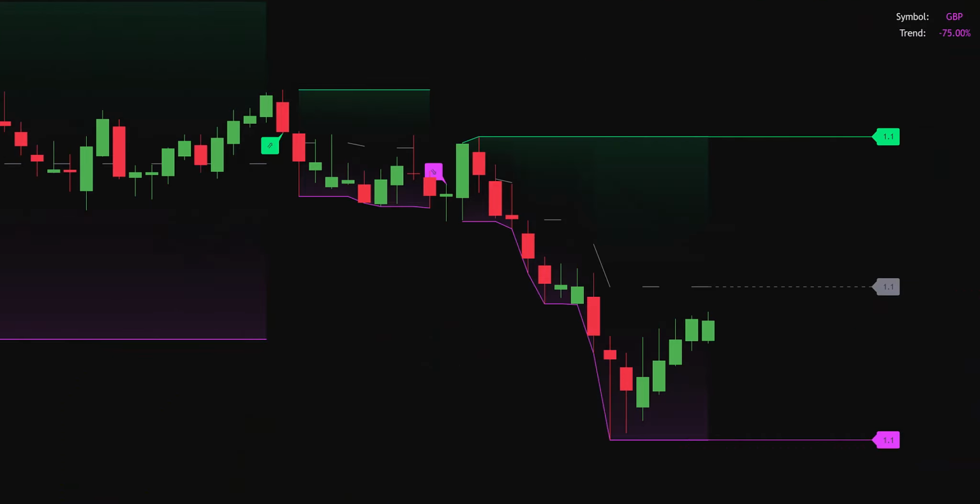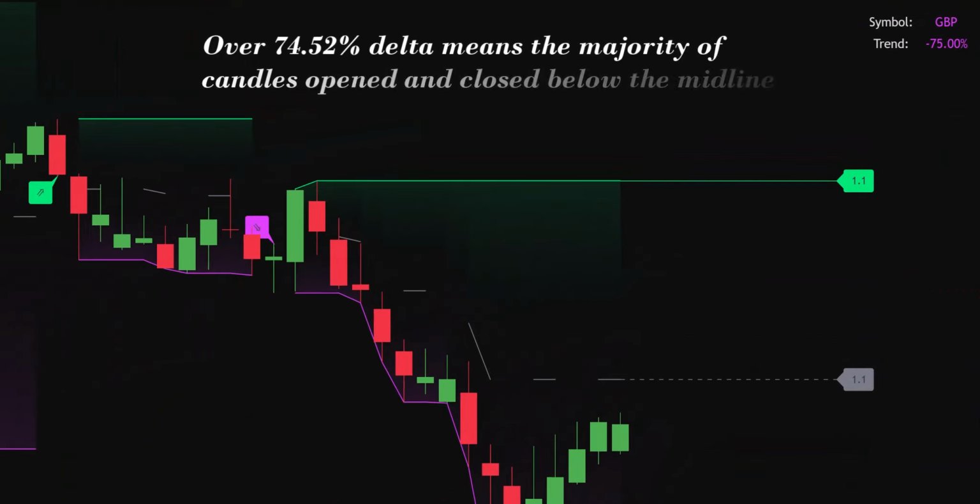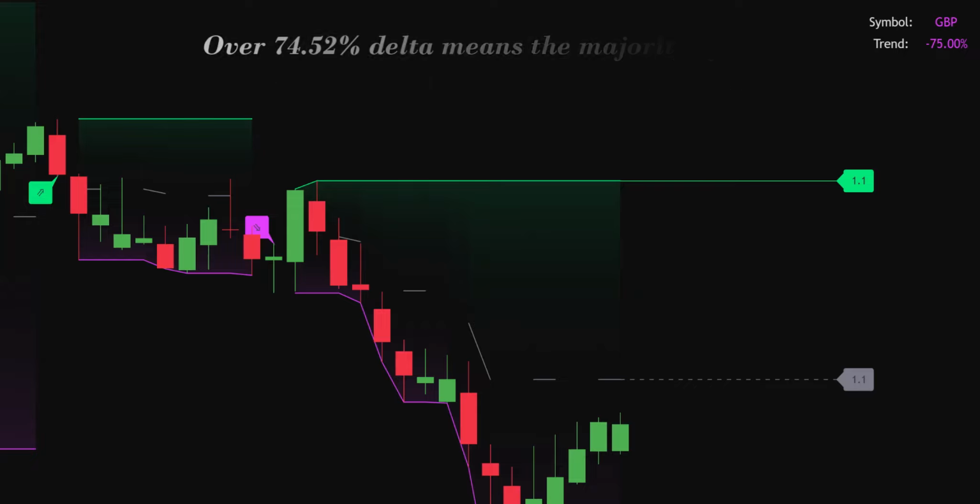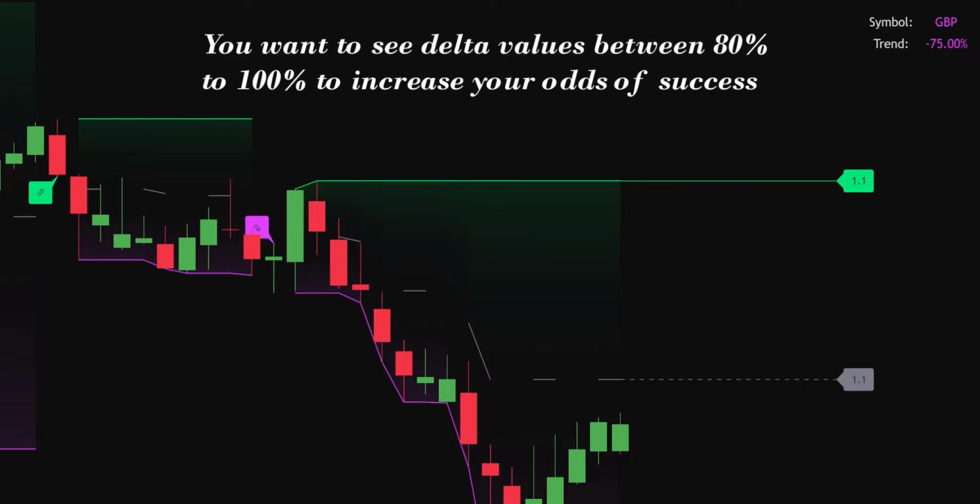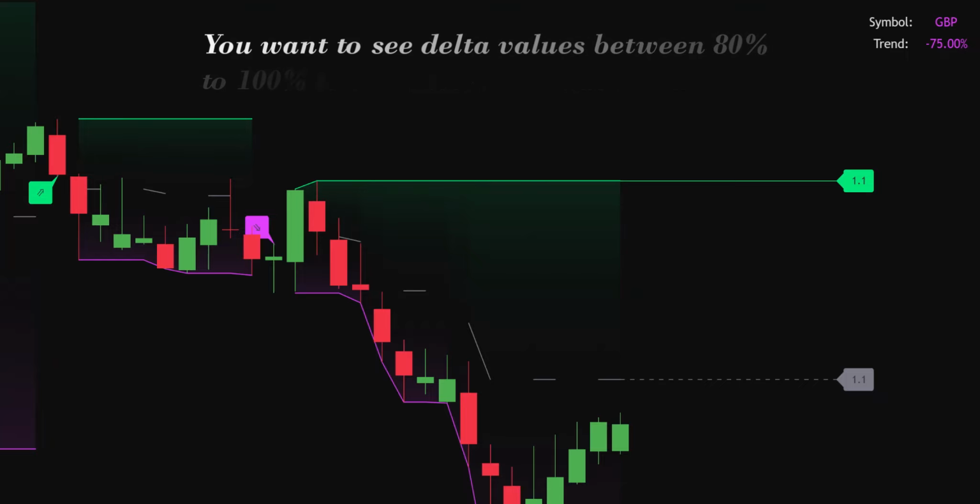In bearish trends like this one here, a 74.52% delta means the majority of candles opened and closed below the midline. The higher the value, the stronger and more reliable the trend. Ideally, you want to see delta values between 80% to 100% to increase your odds of success.